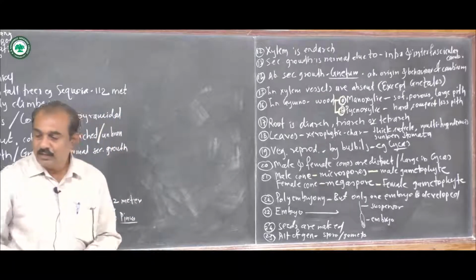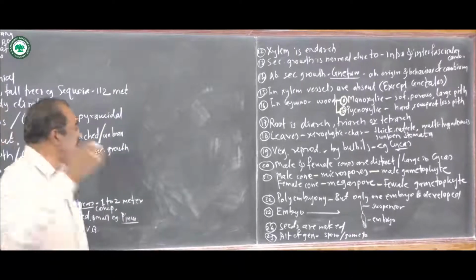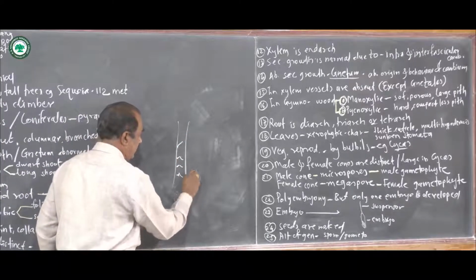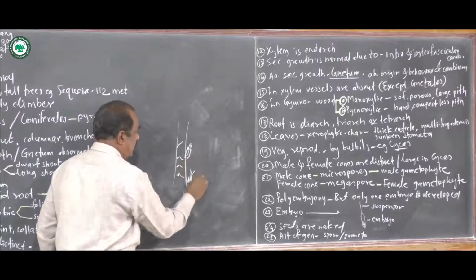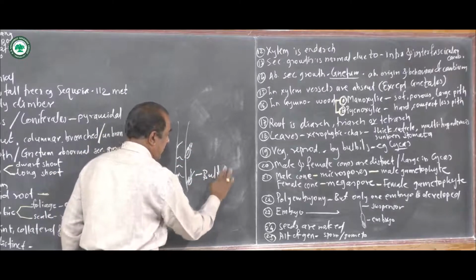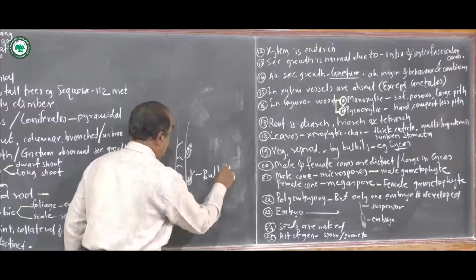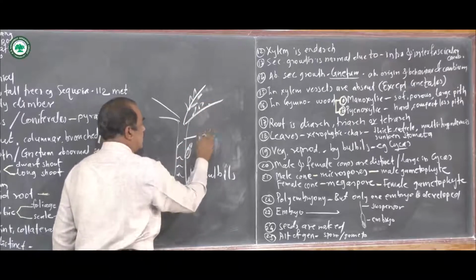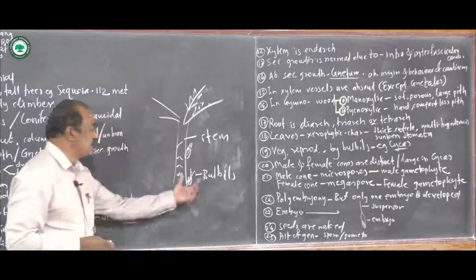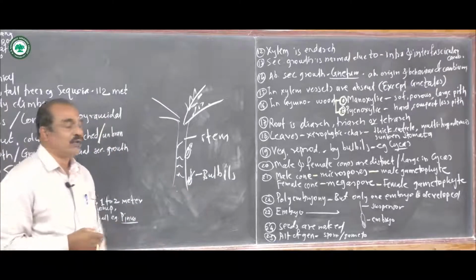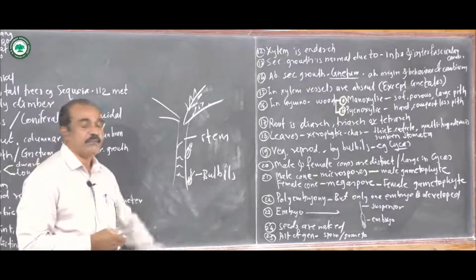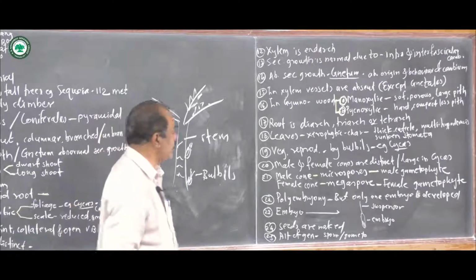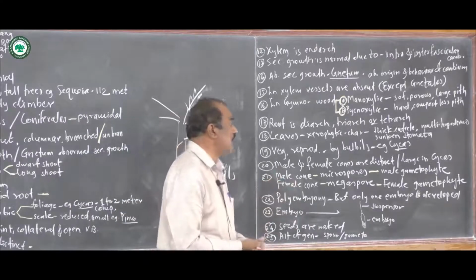This is important for vegetative reproduction, and they are found in the cycas. If this is the stem of the cycas, these are the bulbils. These are the leaves. This is the stem. On this stem, small bud-like structures are developed and they are called the bulbils. When they get detached from the parent plant, they have the potential to develop into a new plant of the cycas.